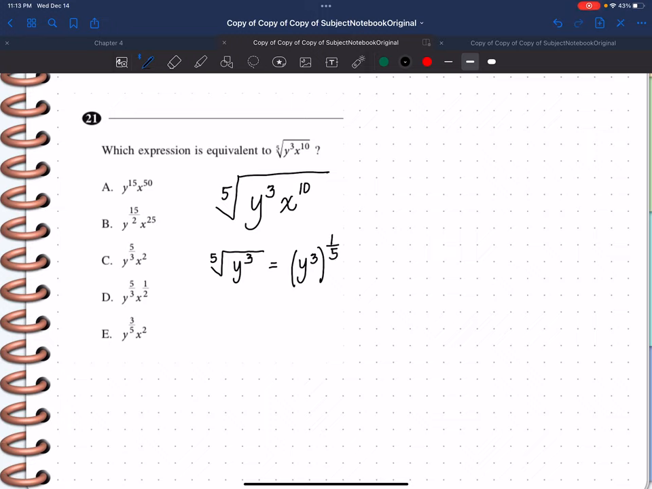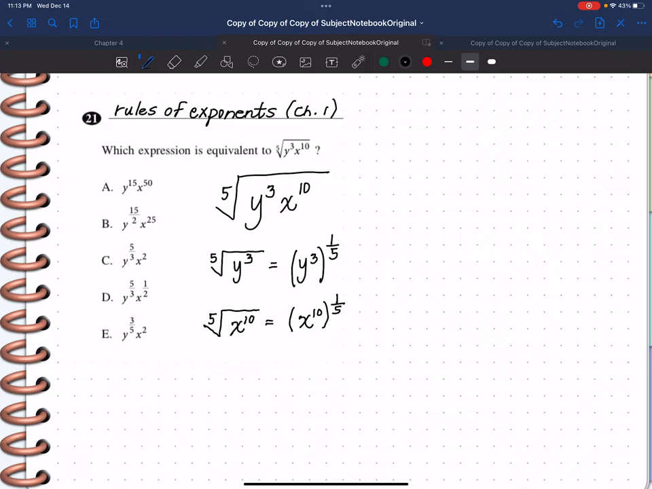Those are equal expressions. So the fifth root of x to the 10th power is the same thing as saying x to the 10th power raised to the 1/5 power. Now, according to the rules of exponents, this is going to be the skill that we're looking at here. The rules of exponents are covered in the textbook in the first chapter. I would just review chapter 1.